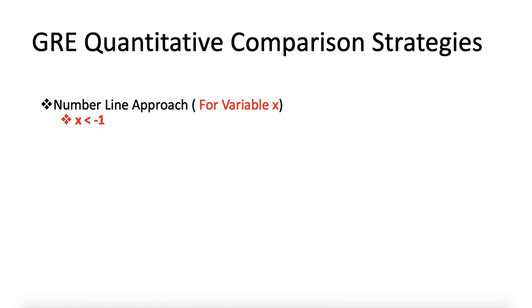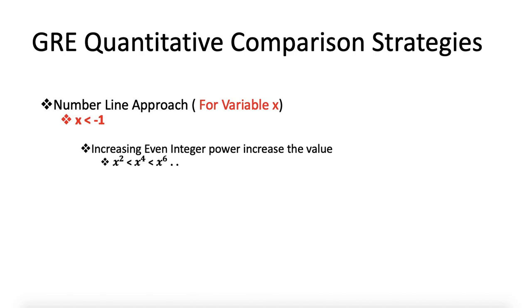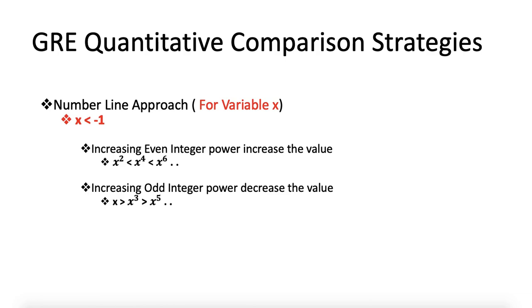And the last range is, if we have a value less than -1. For example, first considering the even powers. If I have x is equal to -2, the square of that will be 4. The fourth power of that will be 16. So there is an increase of value. So increasing even power increases the value, just like this. And if I consider the odd power, the value is decreasing. For example, if I have -2, I take the cube of that, that will become -8. So -2 is greater than -8. That's why by increasing the odd power, the value is decreasing.